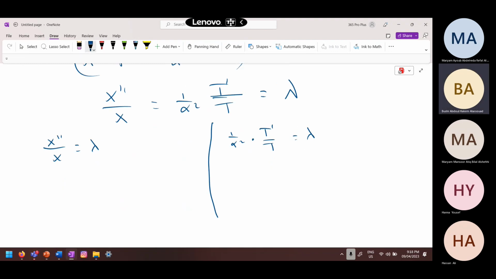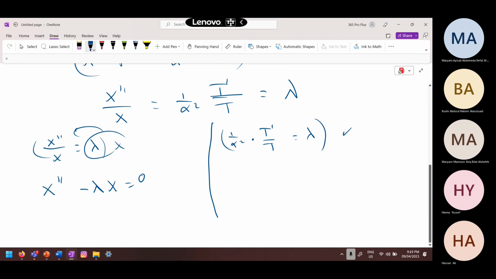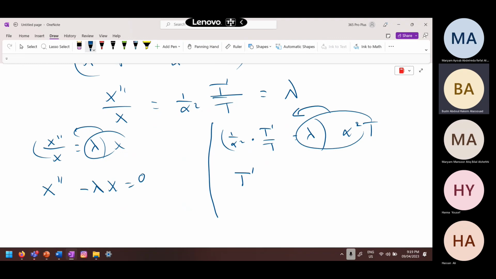This is a multiplication here. Okay, now we need to make it in this form, X double prime, by multiplying with X, then subtracting this part to the other side. So you'll get X double prime minus lambda X equal to zero. As for this, you can multiply with alpha square T, then subtract this value back here, and you will get T prime minus lambda alpha square T equal to zero.